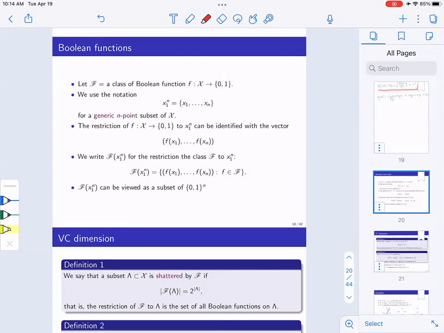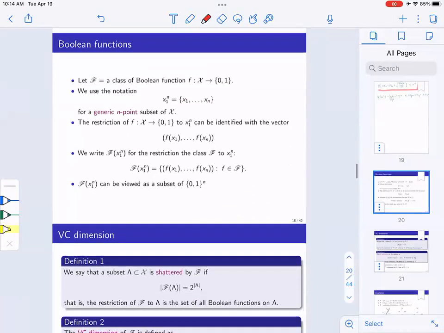Okay. And then we're going to look at the restriction of function f to this subset. So this is a subset of X. The restriction of a function just restricts the domain. So I'm going to just look at the domain, or just think of f as acting on this domain. And this restriction would be equivalent to just looking at these n numbers: what is f of x1, what is f of xn? So the restriction of f to the subset can be viewed as a vector, a binary vector. It's both a function and a binary vector.